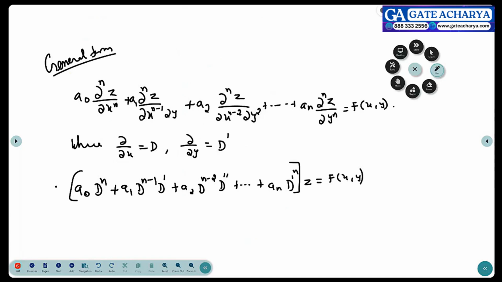So in your syllabus this form will be there. The function of D comma D dash of z is equal to f of x comma y. In your GATE syllabus, solution of partial differential equation of the form f of D comma D dash of z is equal to f of x comma y. Only this will be given, and from this the question will come. OK, this is your syllabus. f of D comma D dash of z is f of x comma y.